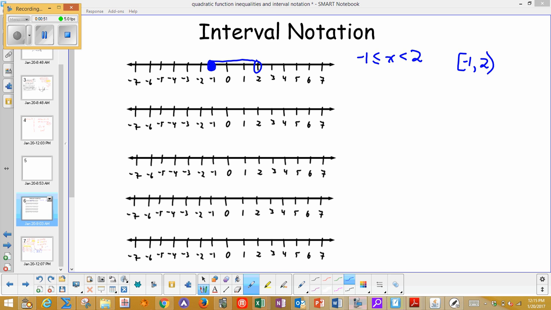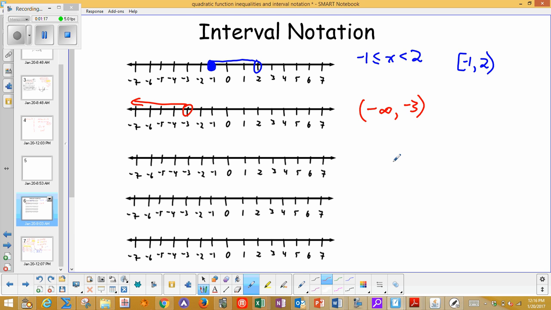Okay. All right. So here's the next one. So suppose I go from -3 to the left, and it's open. Okay. So it doesn't include -3, but it starts at -infinity. So here's how I write it in interval notation. Infinity always has an open bracket, and this goes all the way to -3, and that's an open bracket too. So that's how I express this interval in interval notation.